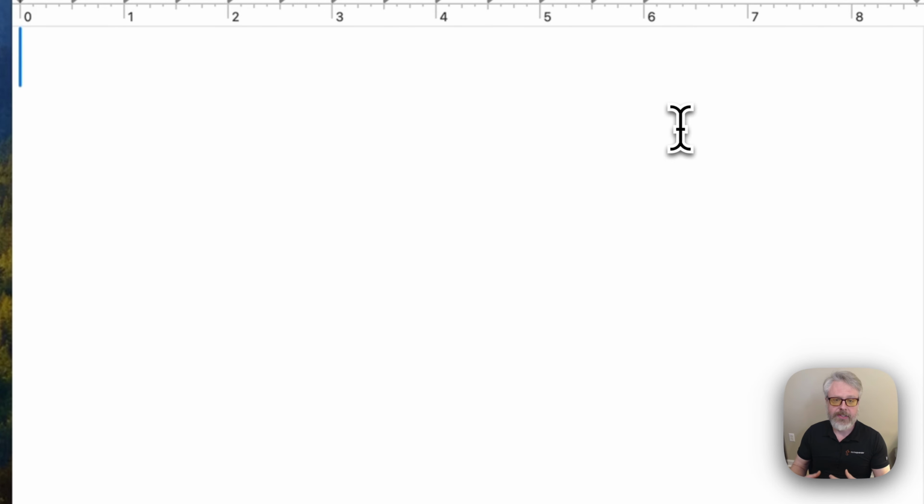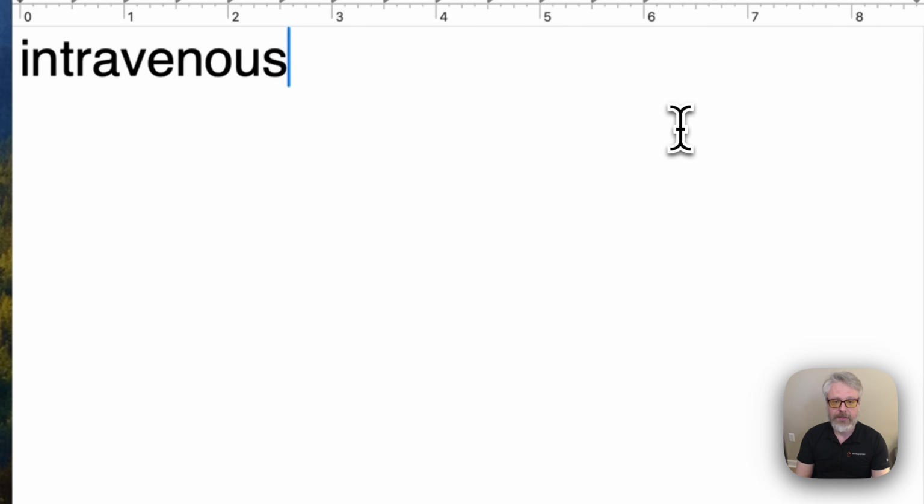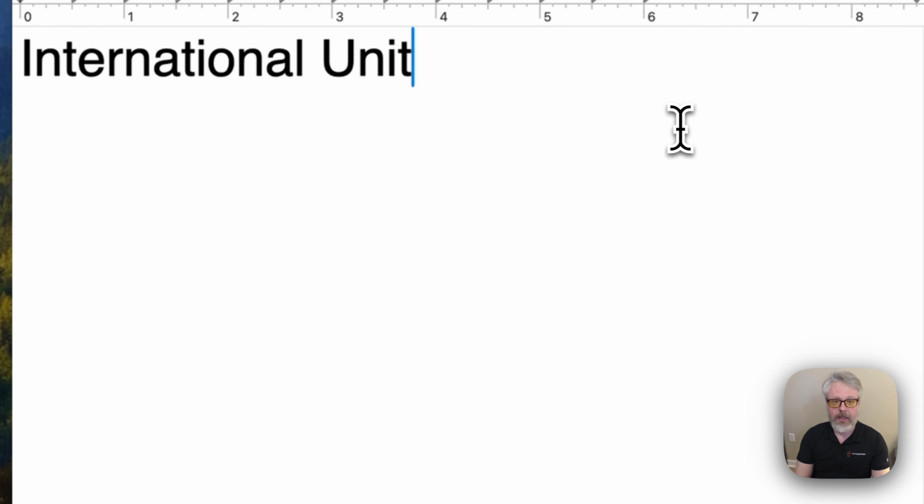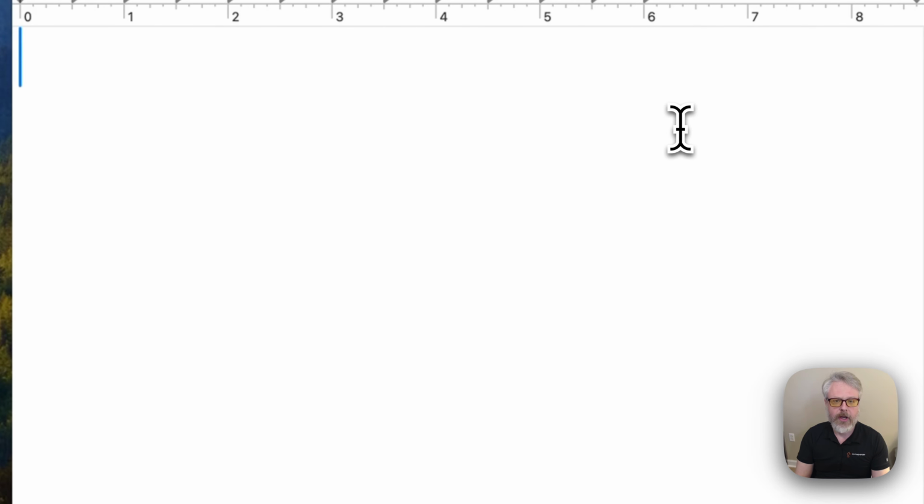The solution is Text Expander. Watch this. I can type IV and it expands to intravenous, or I can type IU and it expands to international unit. And it's smart enough to know to not expand in the middle of a word. For instance, I can type olive and it doesn't expand.